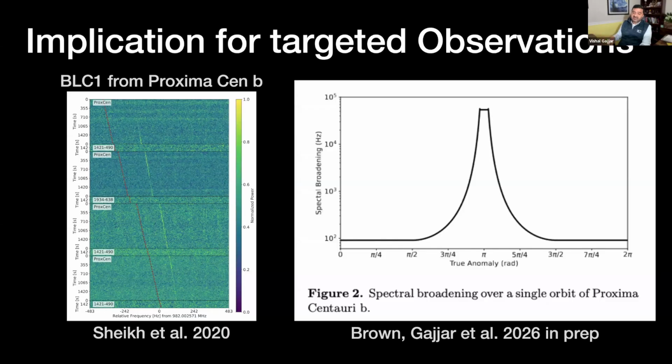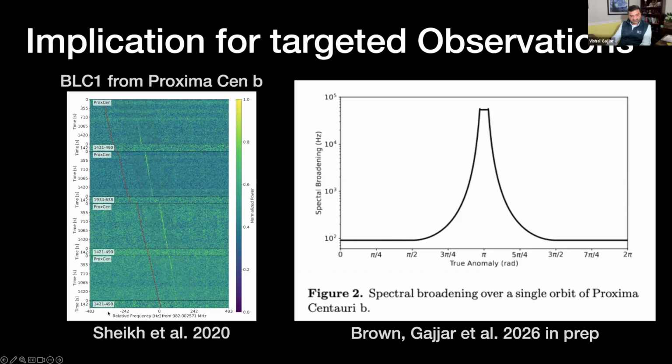So if you have Proxima Cen b going around Proxima Cen, the expected spectral broadening is at minimum 100 hertz, and at maximum it can go to tens of thousands of hertz. So in reality, if the signal was truly coming from Proxima Cen b, it would not look like what you see here.